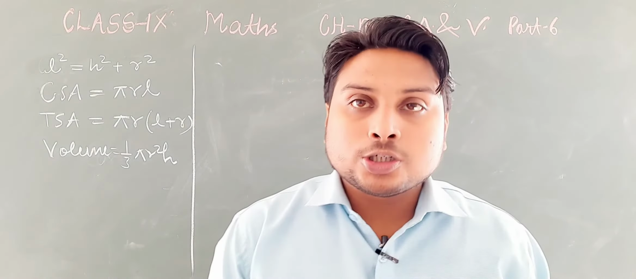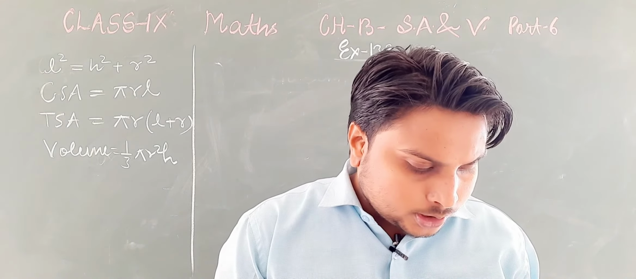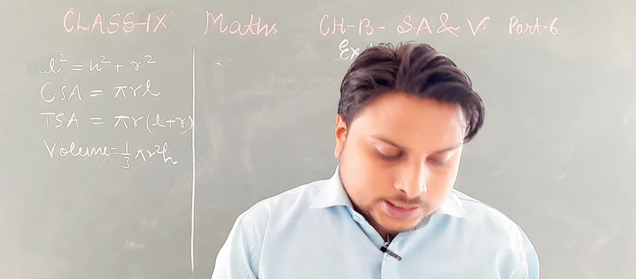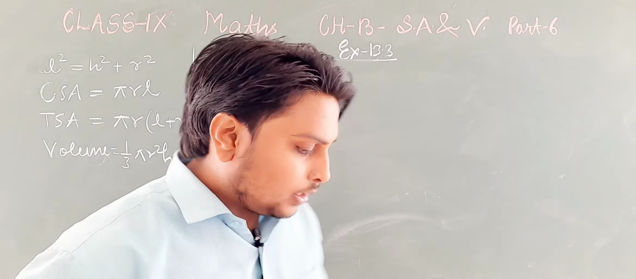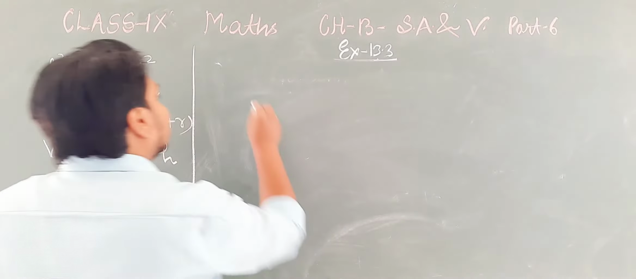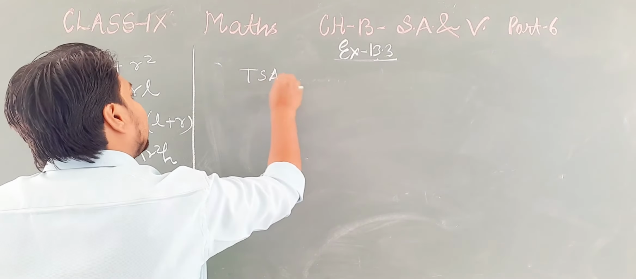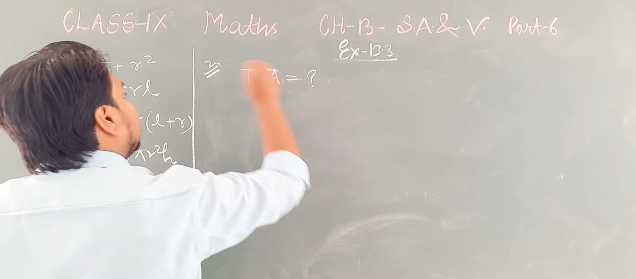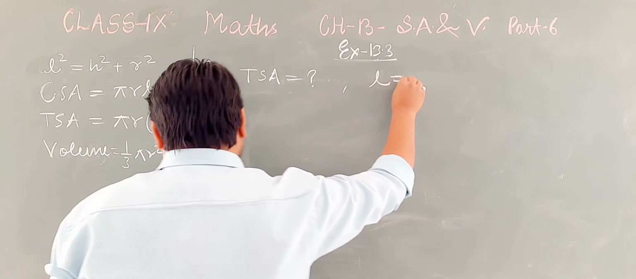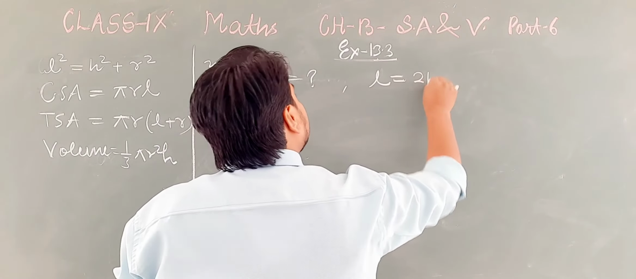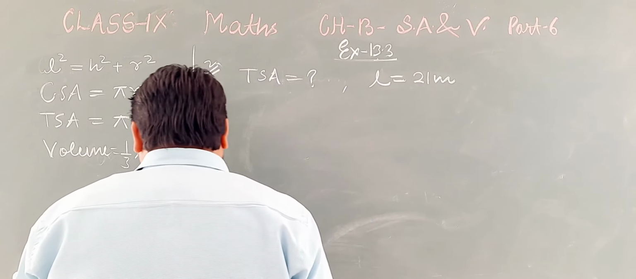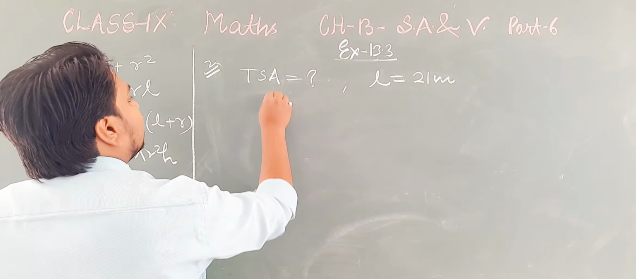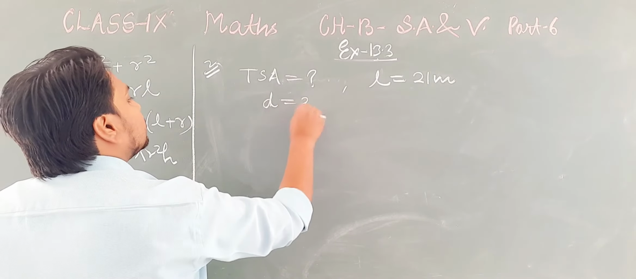Coming to the second question, students. Second question is, find the total surface area of a cone if its slant height is 21 centimeter. We have to find the total surface area of a cone. It is given that its slant height is 21 meter, and the diameter of its base is 24 meter.